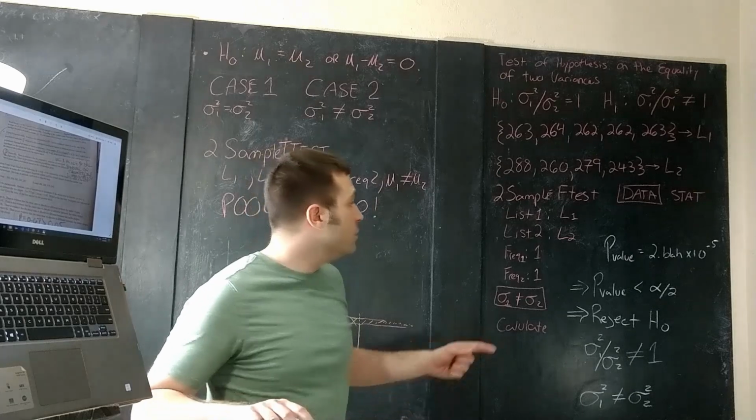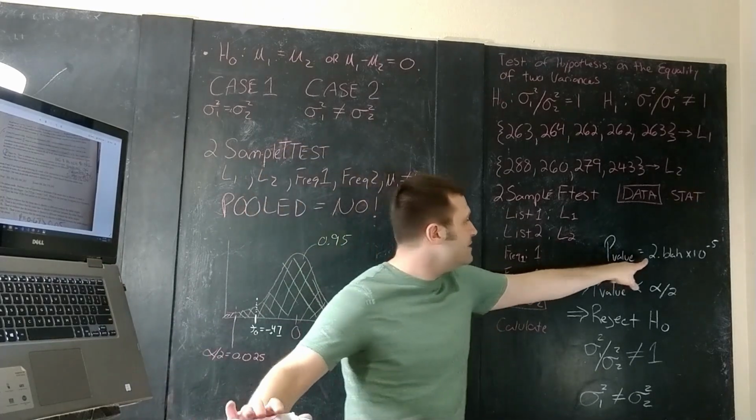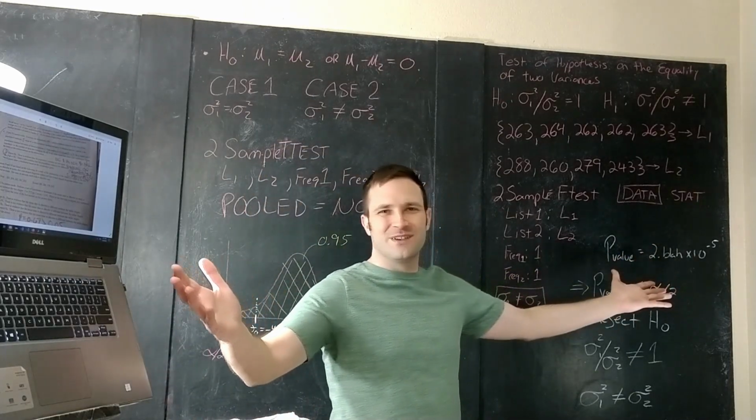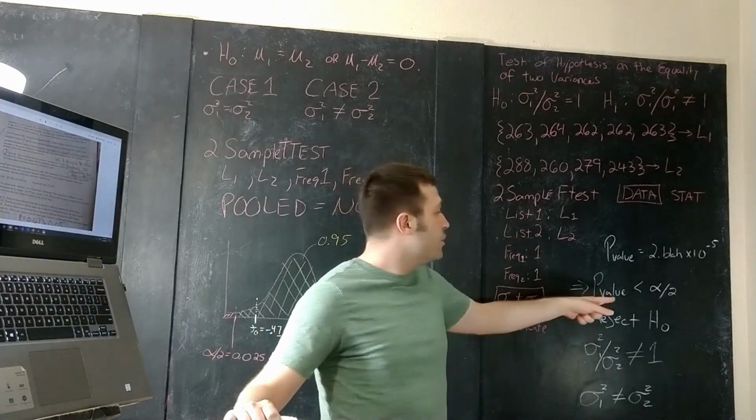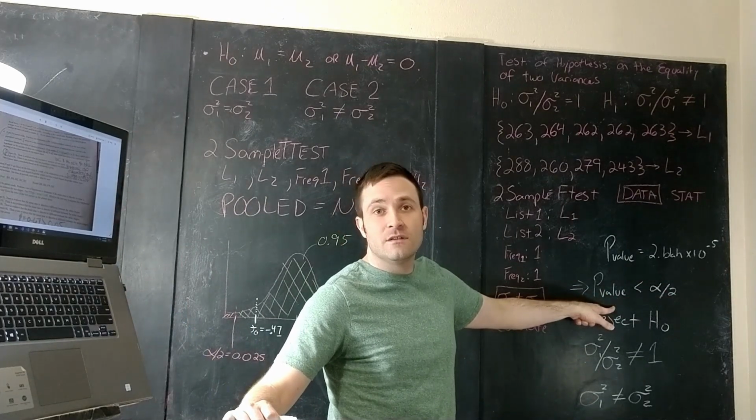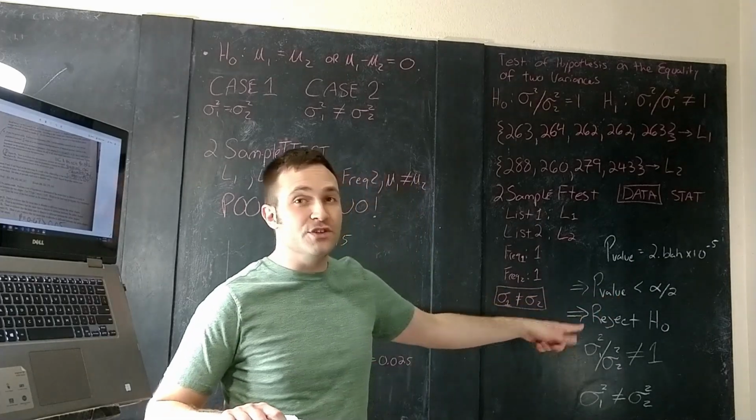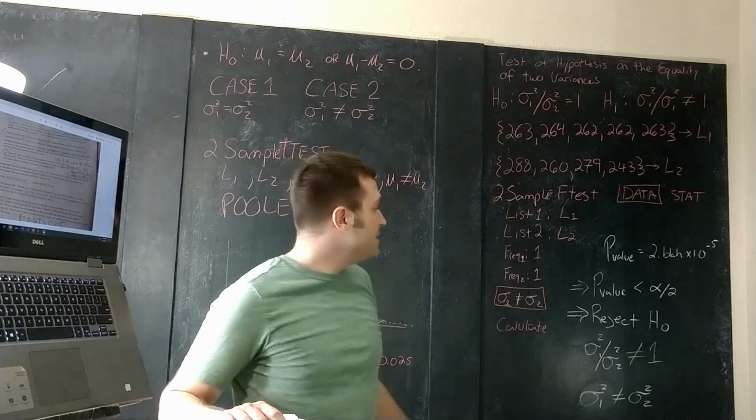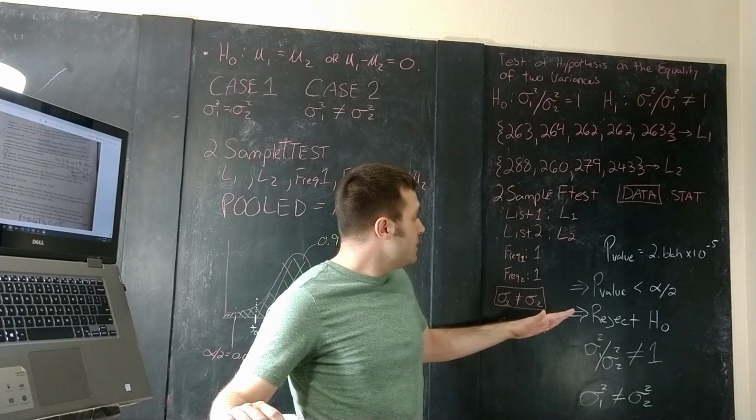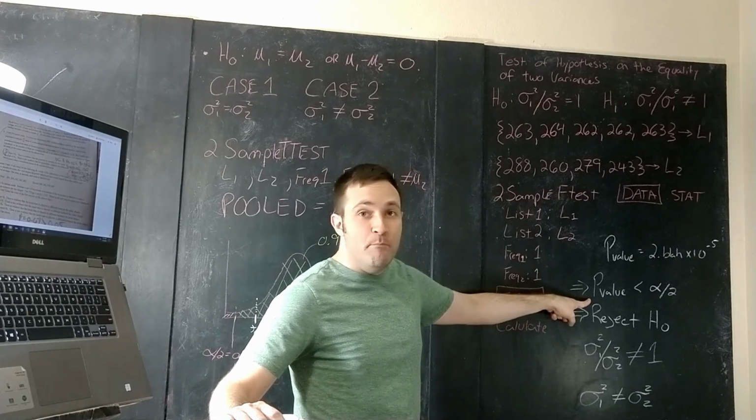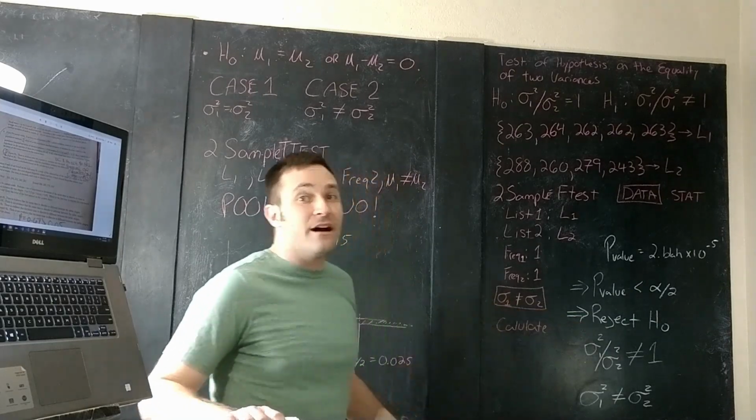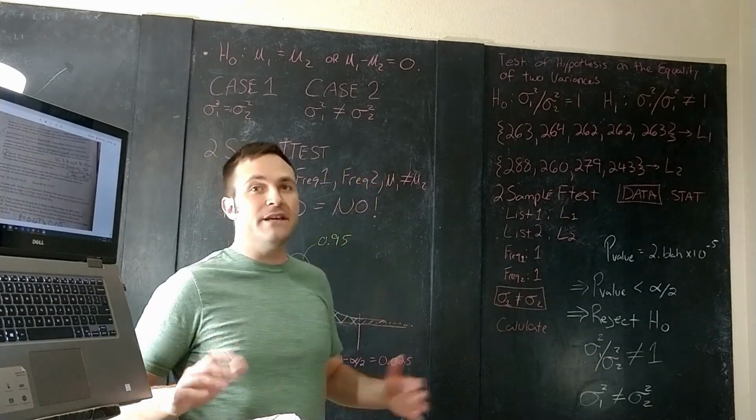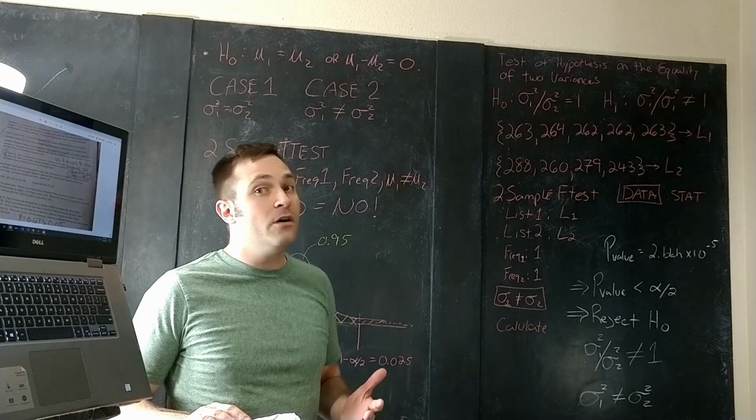0.025. And so the p-value that I get is 2 point something times 10 to the negative fifth, which is much less than my value of alpha over 2, which is 0.025. And so based on that, I can reject my null hypothesis, and I can conclude that probably my population variances are not equal.